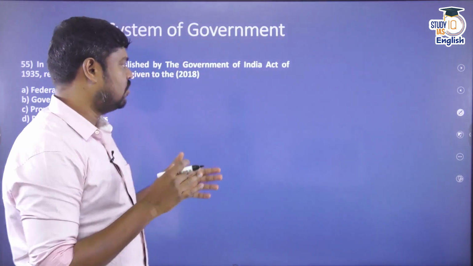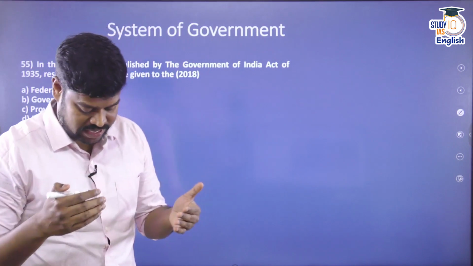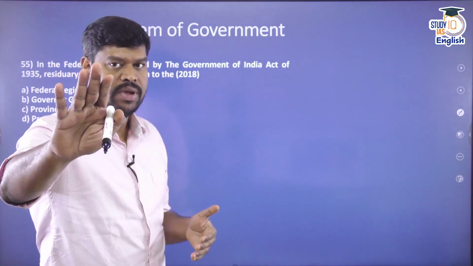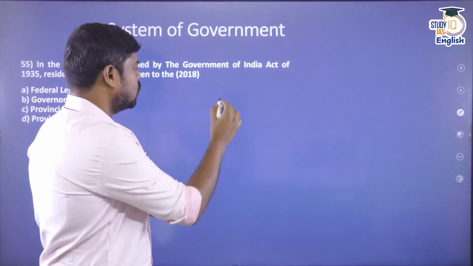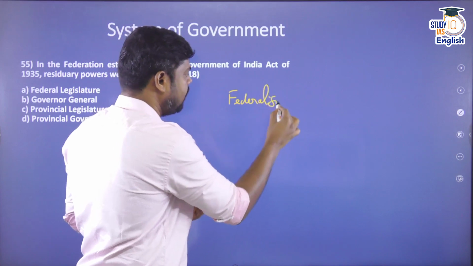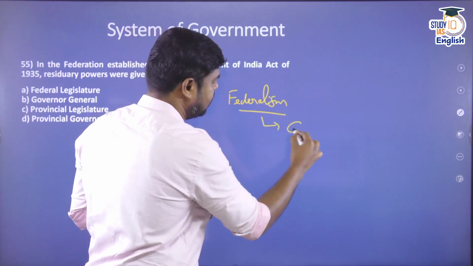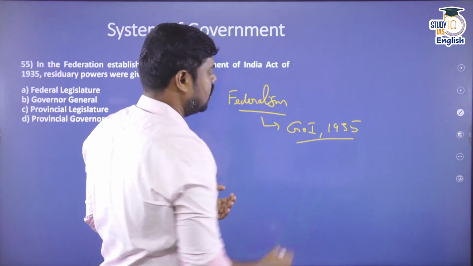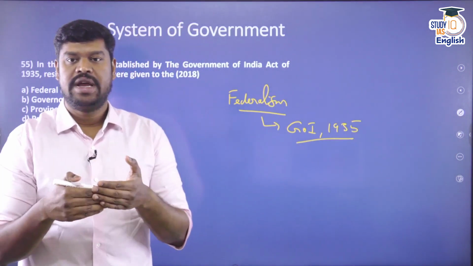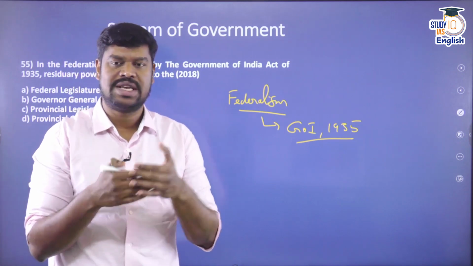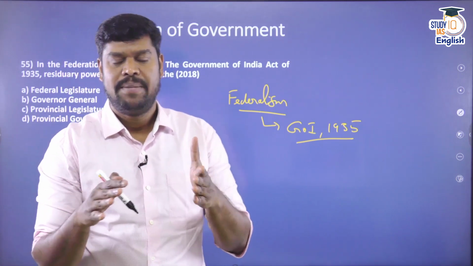So, students might have a doubt whether it is by the Government of India Act 1935 or by the Government of India Act 1919. So, don't be confused about this. The federalism was introduced in British India by which act? By the Government of India Act 1935. So, there should be no confusion with regard to this. Before the Government of India Act 1935, there was the Government of India Act 1919. In this also there was some kind of federalism, but it is not a federalism.